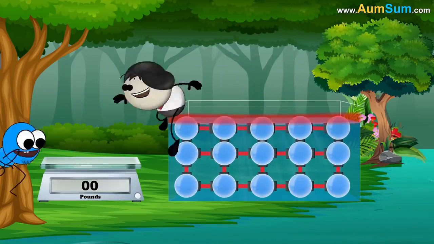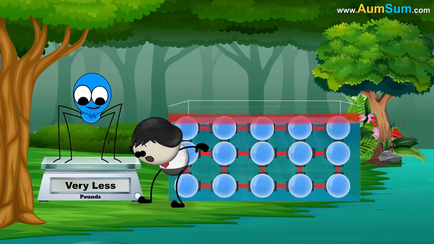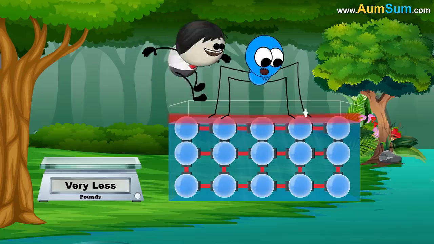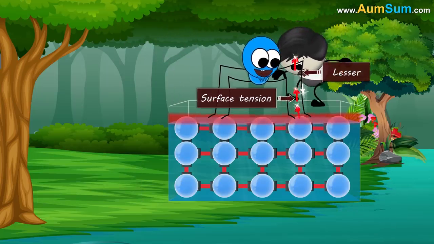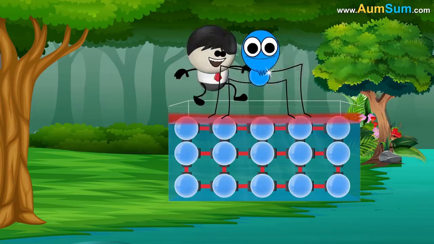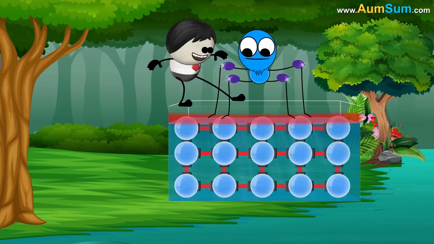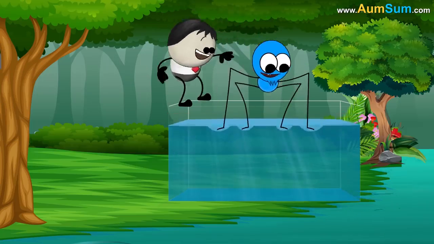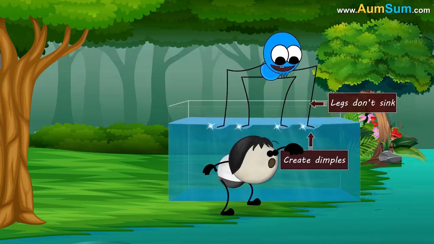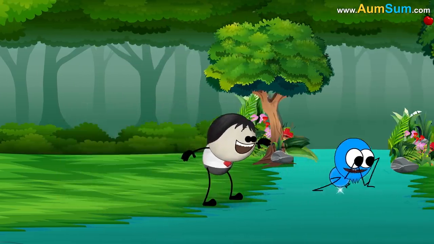Now, the weight of insects like water strider and fishing spider is very less. So, the force that insects' legs exert on the stretched water surface is lesser than the surface tension. Also, as their legs are spread wide apart, their weight gets further distributed among all the legs. Hence, the insect's legs don't sink and just create dimples on the stretched water membrane, helping it walk on water.